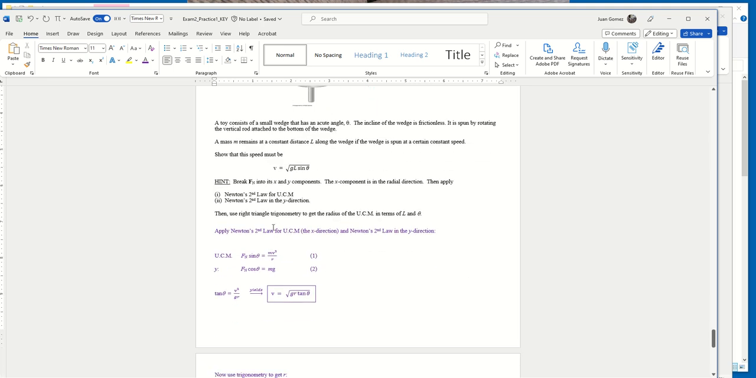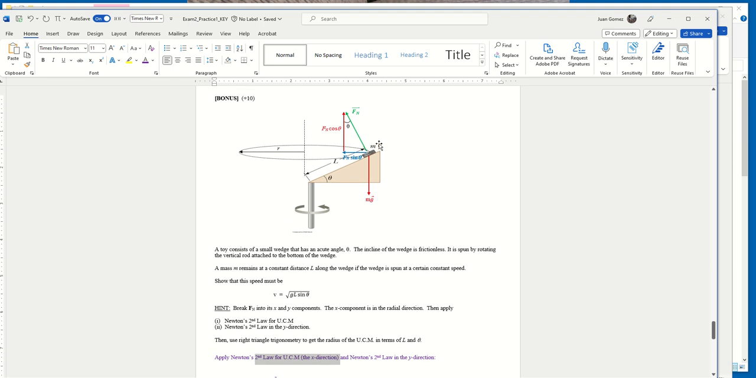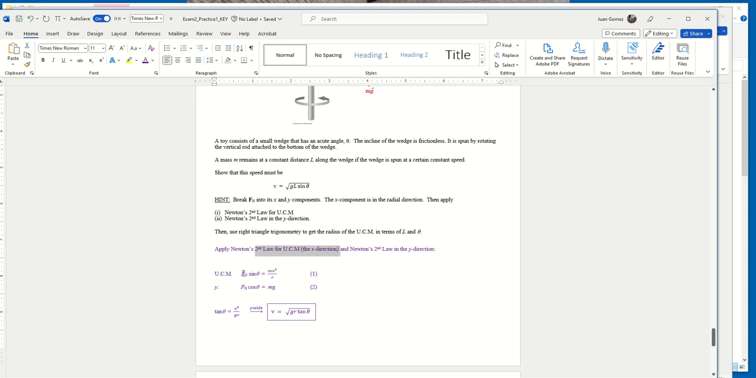Let's apply Newton's second law for UCM, and then apply Newton's second law in the y direction. Of these forces, I have one in the positive y, one in the negative y, and one directed towards the center. Fn sine theta, in terms of the radial direction, is positive. It is directed towards the center. So Fn sine theta, that's the radial force, is equal to mv squared over r. That's Newton's second law as applied to UCM. That's equation 1.